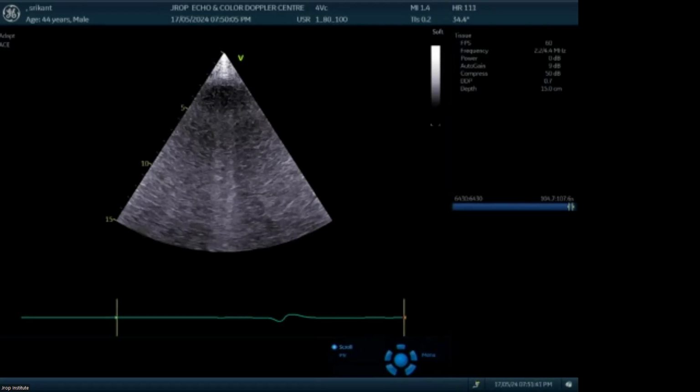RV focus view. Is that right? If you are asking for RV focus view, go to the 4th intercostal space instead of the 5th intercostal space in the apical window. Then the LV and LA will be cut off and we will be focusing exclusively on the RV.